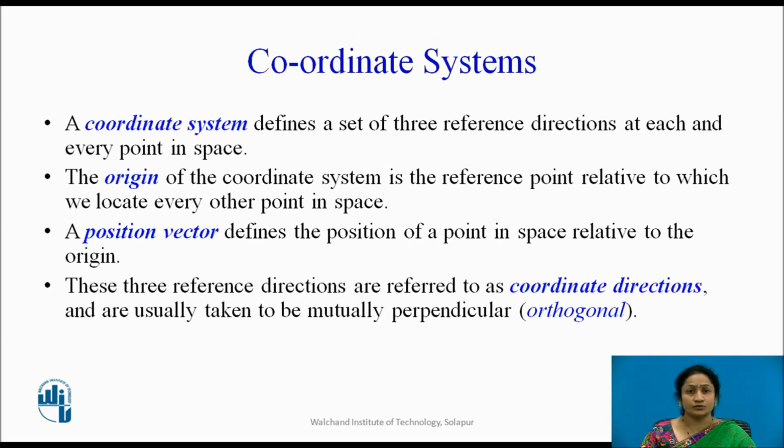The terms related to coordinate systems are as follows. A coordinate system is defined as a set of three reference directions at each and every point in space. The origin of the coordinate system is a reference point relative to which we locate every point in space. The position vector defines the position of a point in space relative to the origin. These three reference directions are referred to as coordinate directions, and these are usually taken to be mutually perpendicular to each other.